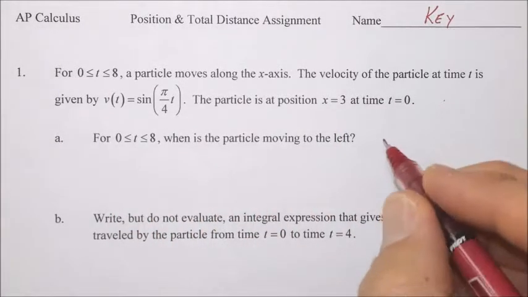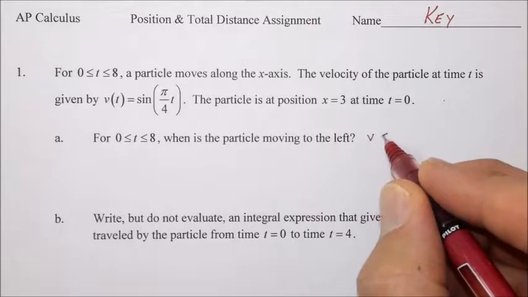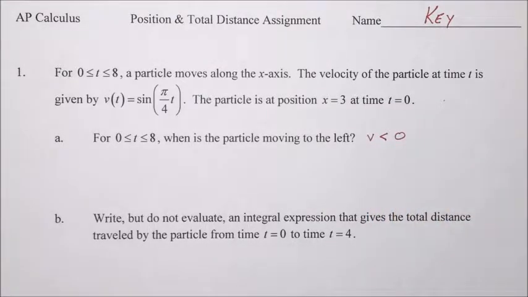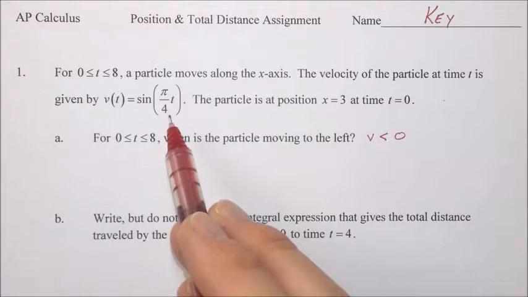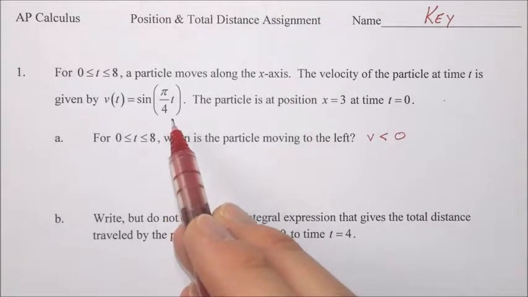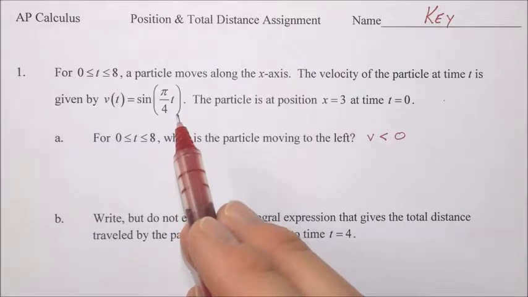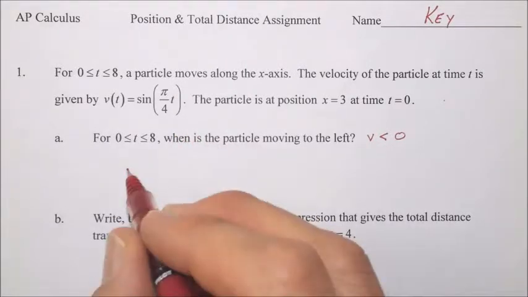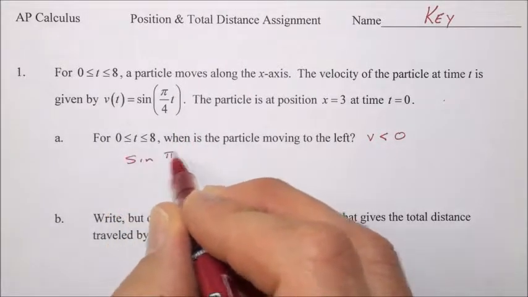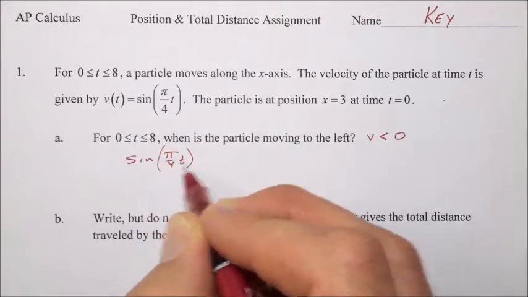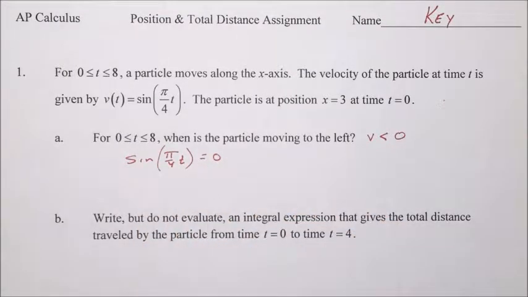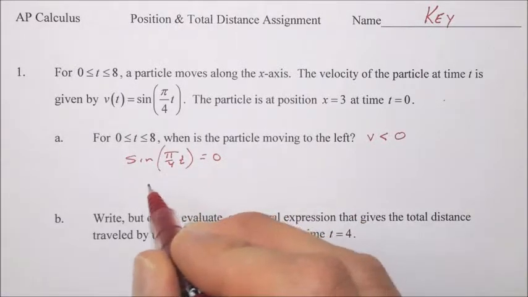The particle is moving to the left when the velocity of the particle is negative. So we have to figure out when the sine of pi over 4t is less than 0. So for starters, let's figure out when the sine of pi over 4t is equal to 0. Right? So the sine of pi over 4t needs to be equal to 0. Now the sine of x in general is equal to 0. We can write that over here.